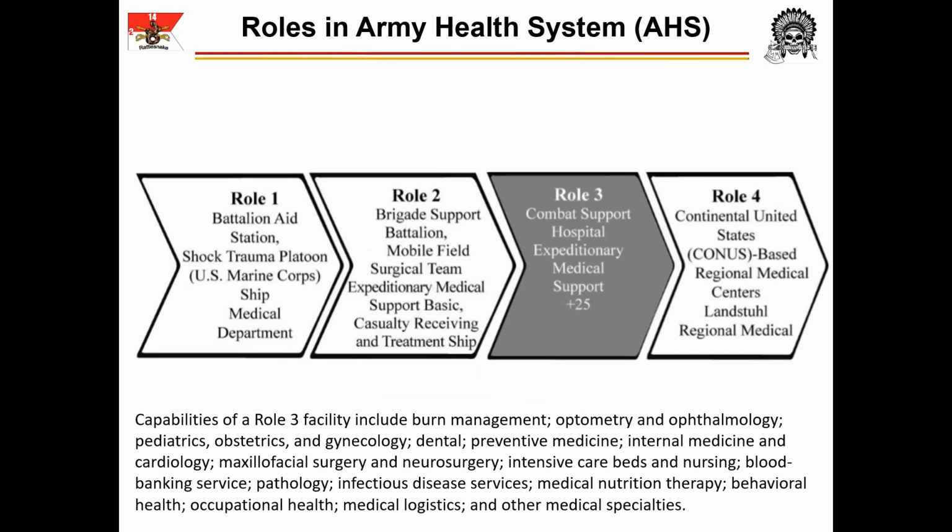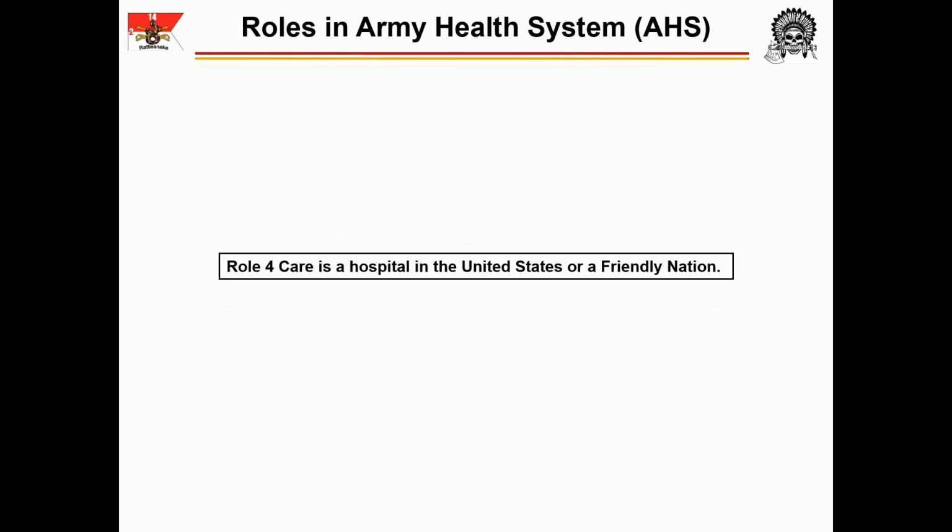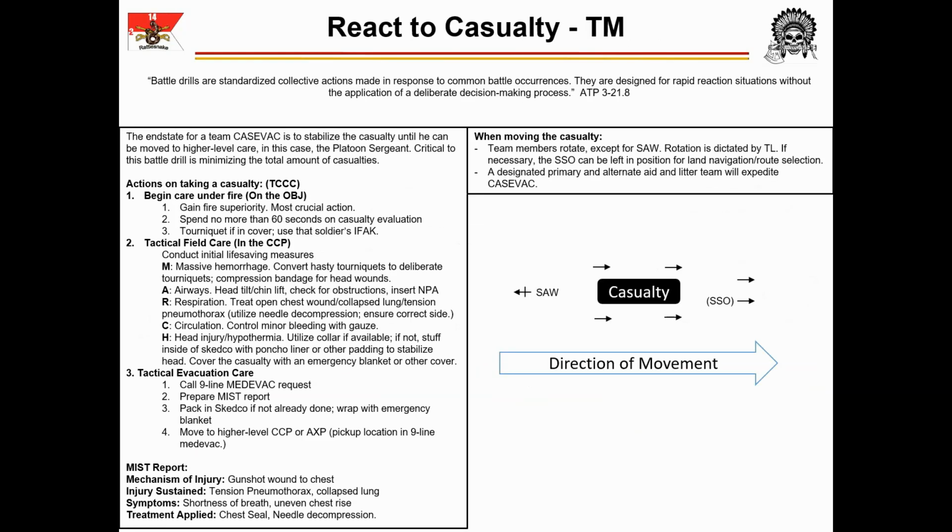Again, if Role 2 is insufficient, the soldier is evacuated to Role 3 care. A Role 3 facility, which is a combat support hospital, is a medical treatment facility staffed and equipped to provide care to all categories of patients. A Role 3 facility is essentially a hospital that is in theater. Role 4 is a real hospital in the United States or a friendly nation, such as Germany. It is important to know the chain all the way back to Role 4 care. However, at the team level, we are focused on much smaller scale tactical CASEVAC. This brings us to today's board, React to a Casualty.